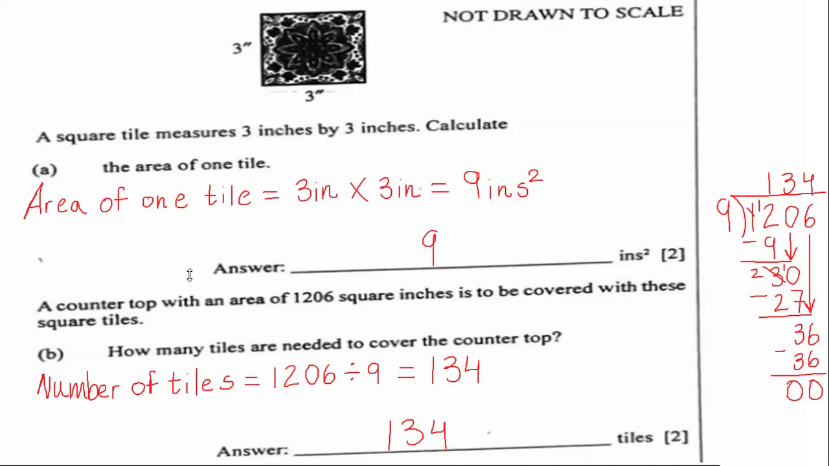Yes, sir. Yes, sir. All right, good. All right, perfect. So we got 134 tiles.